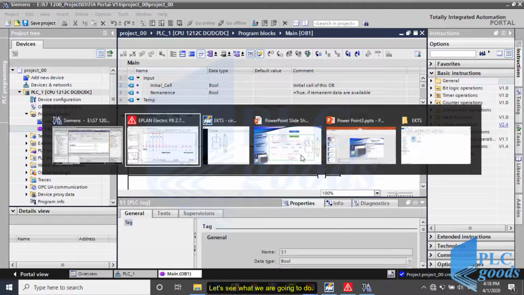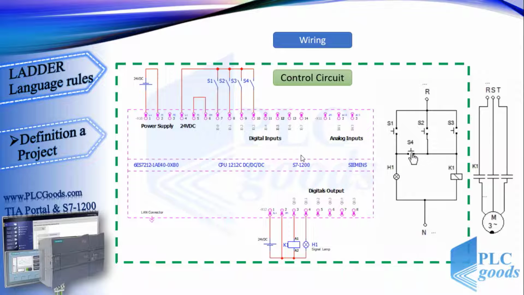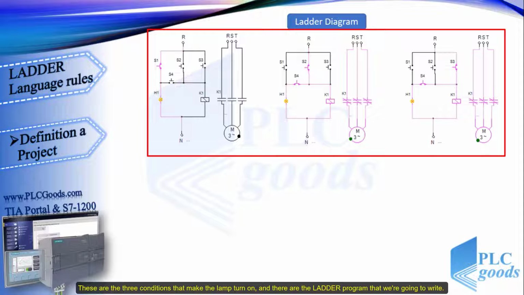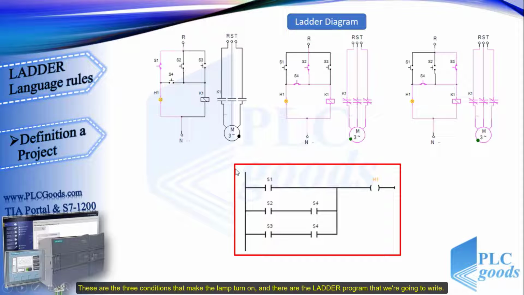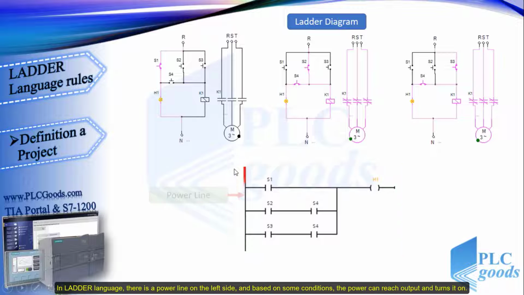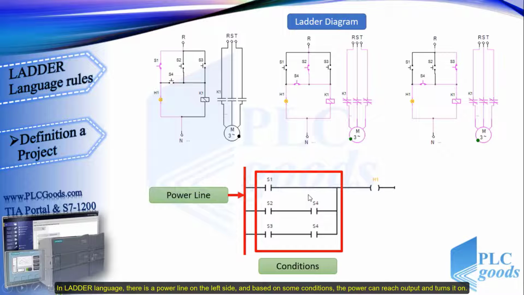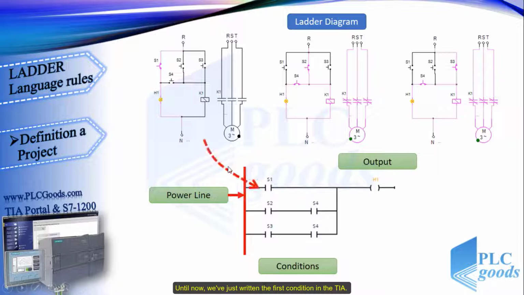Let's see what we are going to do. These are the three conditions that make the lamp turn on, and there are the ladder programming that we are going to write. In ladder language, there is a power line on the left side, and based on some conditions, the power can reach output and turns it on. Until now, we have just written the first condition in the TIA. Another condition is when S2 and S4 switches are pressed simultaneously.